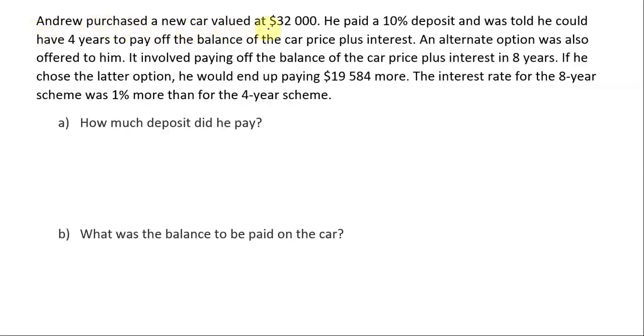Andrew purchased a new car valued at $32,000. He paid a 10% deposit and was told he could have 4 years to pay off the balance of the car price plus interest. An alternate option was offered to him. It involved paying off the balance of the car price plus interest in 8 years. If he chose the latter option, he would end up paying $19,584 more. The interest rate for the 8-year scheme was 1% more than for the 4-year scheme.